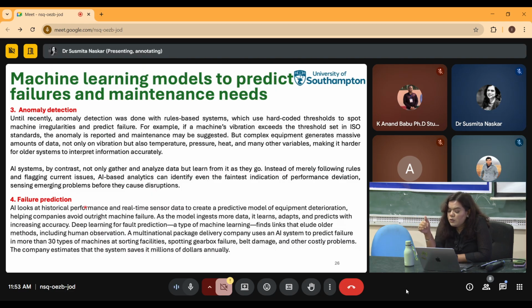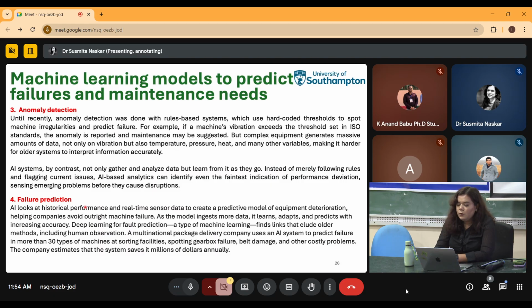So by using this AI tool, we can do what human observation, sometimes or most of the times, finds difficult to do. For example, think about a multinational package delivery company, right? They use the AI to monitor over 30 types of machines at their sorting facilities, spotting gearbox failure or any kind of damage or other issues quite early, and that helps the company save millions of dollars, which can prevent the downtime, right? We can also prevent the repair.